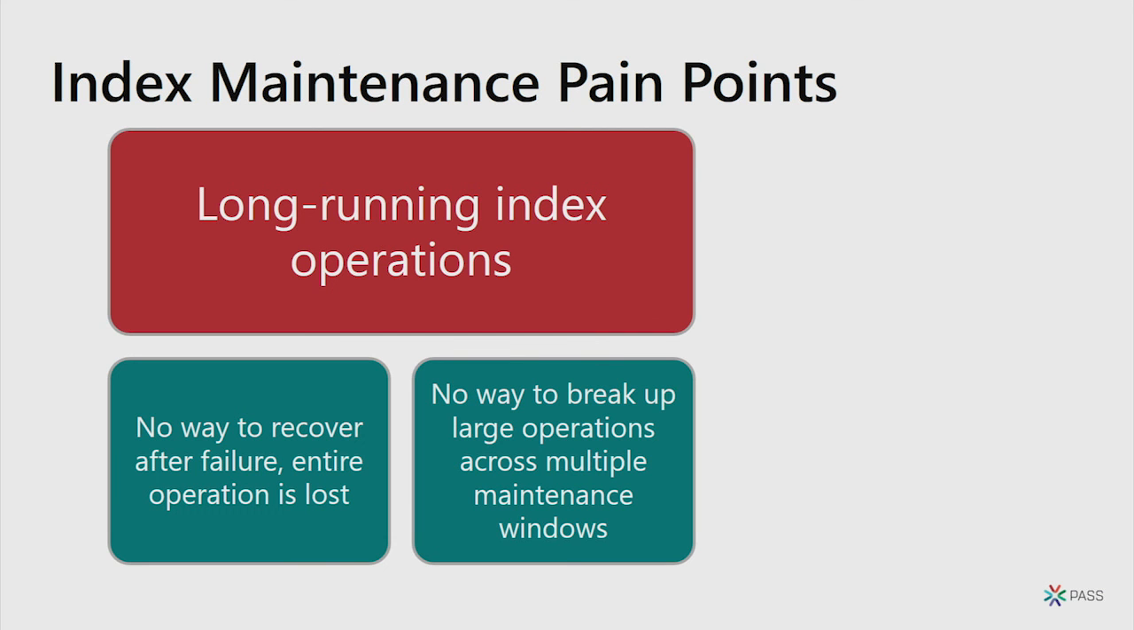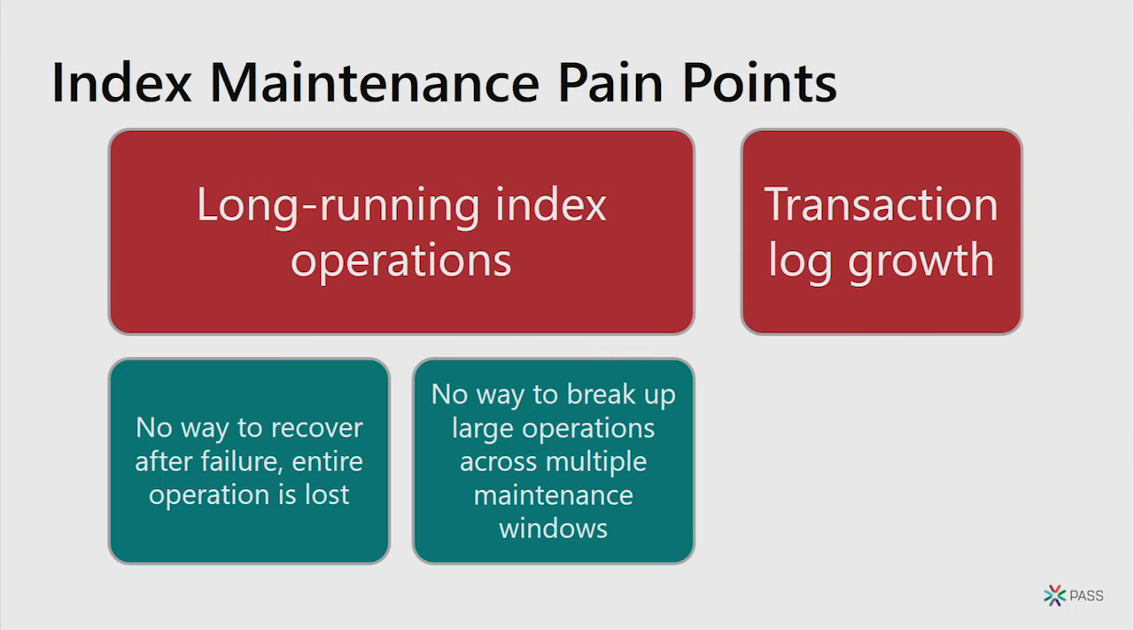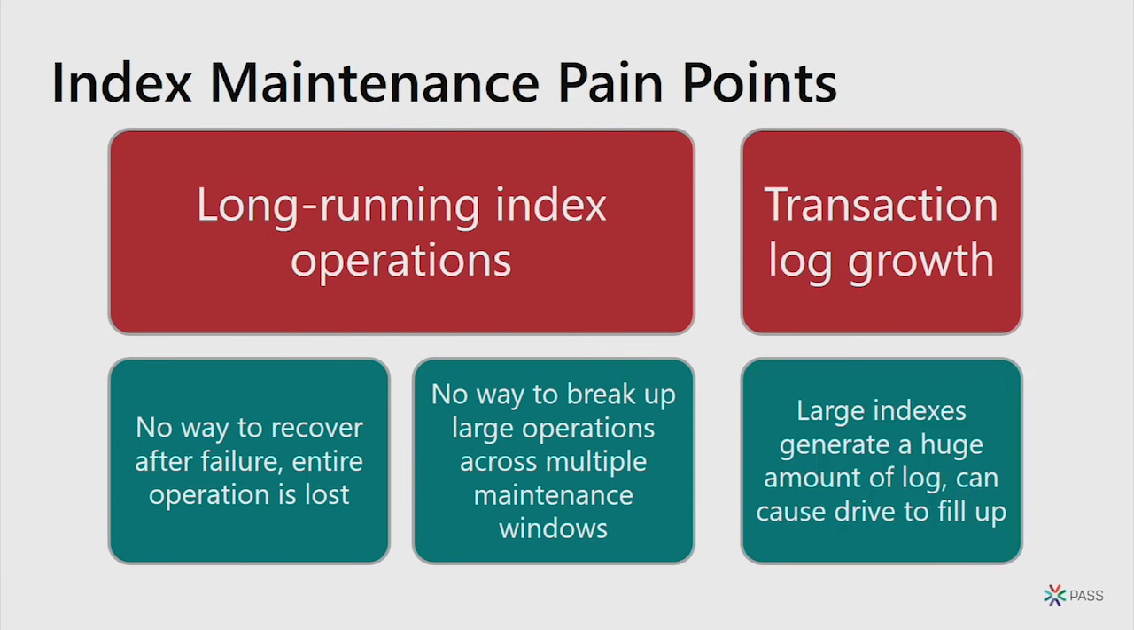And there's no way to break this up across multiple maintenance windows. So let's say I want to do an hour of index maintenance today, and then an hour tomorrow and an hour the day after. Can't do that. It's all or nothing. Transaction log growth. Large indexes generate a huge amount of transaction log, and it is all one giant transaction, and therefore it's a huge amount of log that you can't truncate. So that is another pain point.